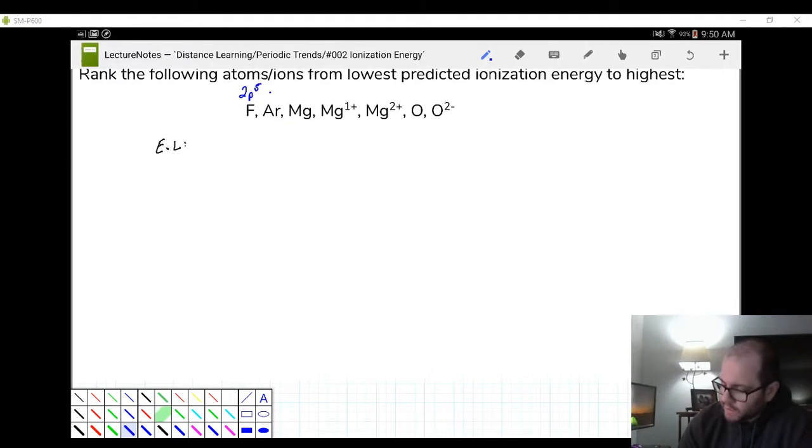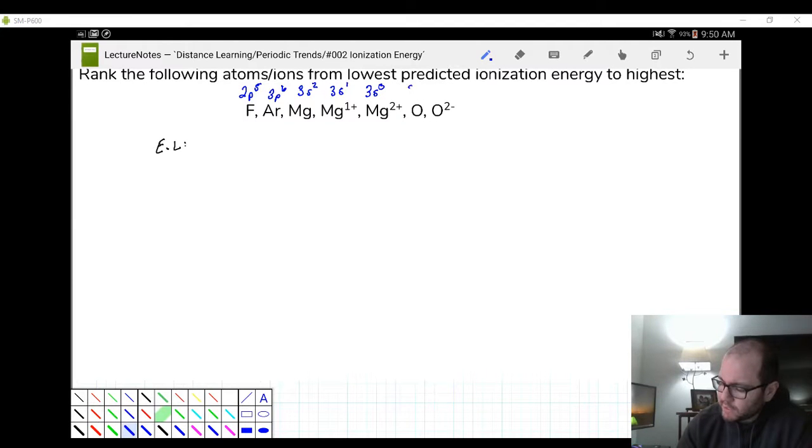argon ends in 3p6, magnesium neutral ends in 3s2, magnesium 1+ would have one less electron than that, so that would end in 3s1, magnesium 2+ losing 2 electrons brings me up to 3s0, so really it only has 2 filled energy levels.